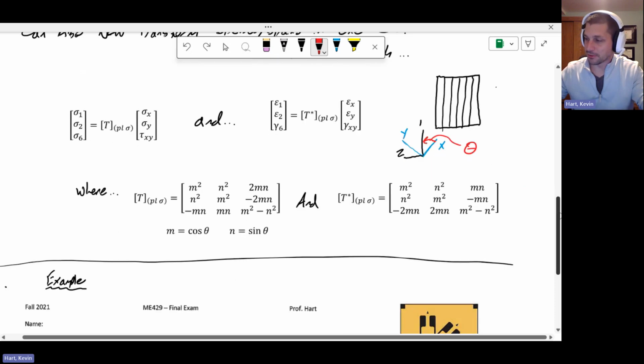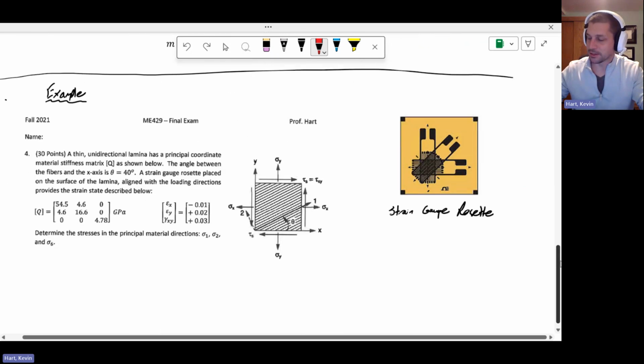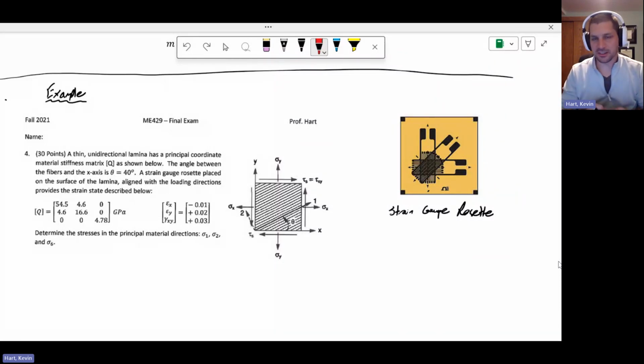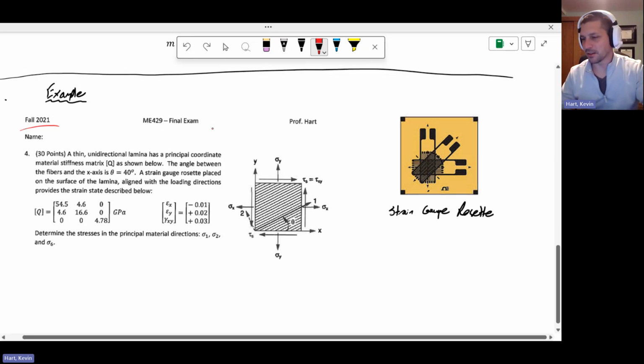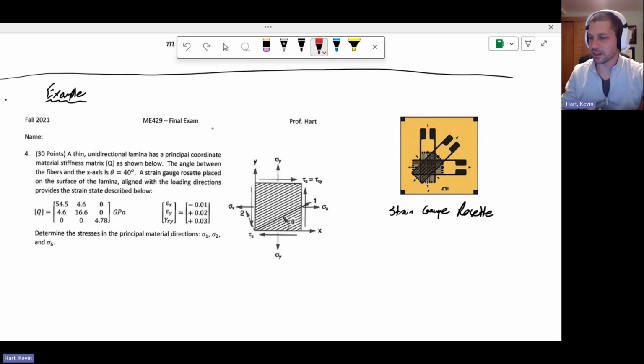So that's about where we left off, and I thought it might be nice to actually do some real example problems given the information that we've had up to this point. So here's the first example I'm going to go through. This is actually straight from a final from the composites class in 2021. So this is from fall 2021. ME 429 is what the class used to be called. So this is right from a final. And so if you want some time to copy this down, feel free to pause the video. Otherwise, I'm just going to get right into it.